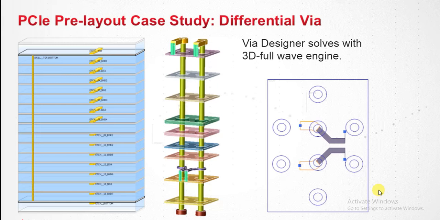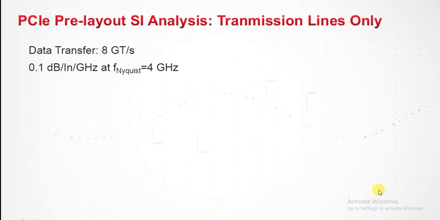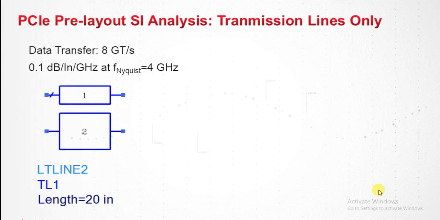Now next is the channel simulation, of course. First, again, we'll do rule number 9. We're transferring data at 8 gigatransfers per second. We'll use the same rule of thumb, 0.1 dB per inch per gigahertz. At the Nyquist, 4 gigahertz, I'm going to put in a 20-inch channel. Doing the math, 4 times 0.1 times 20, that's about 8 dB attenuation. And I would expect the eye to be somewhat open, but not totally open, which looks like this.